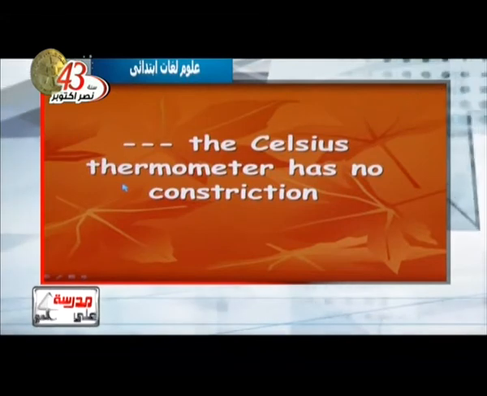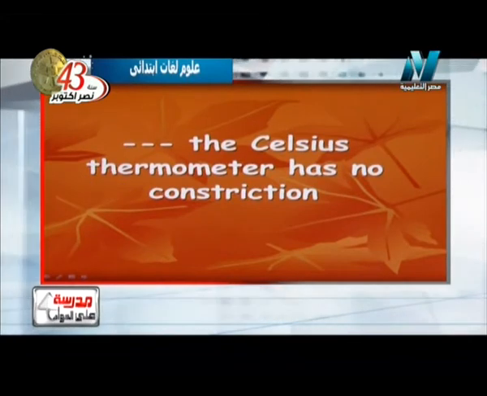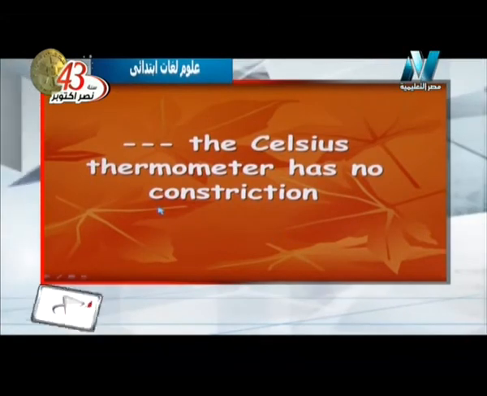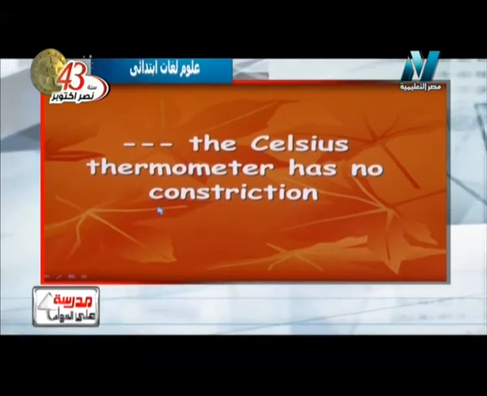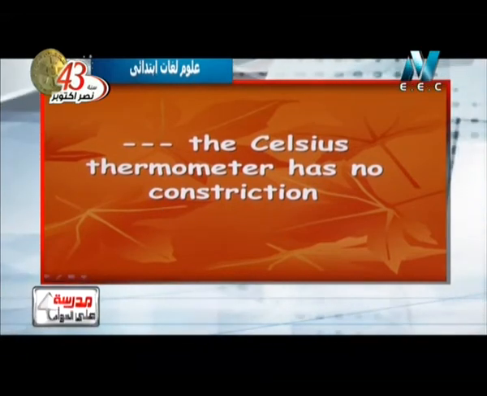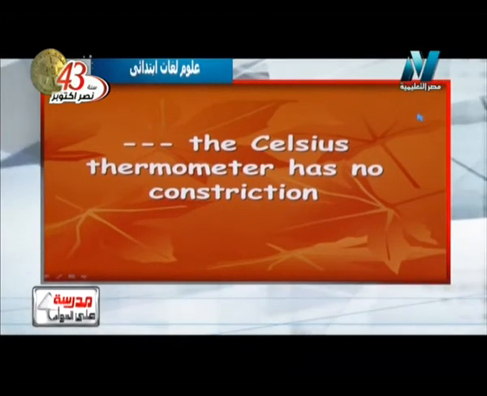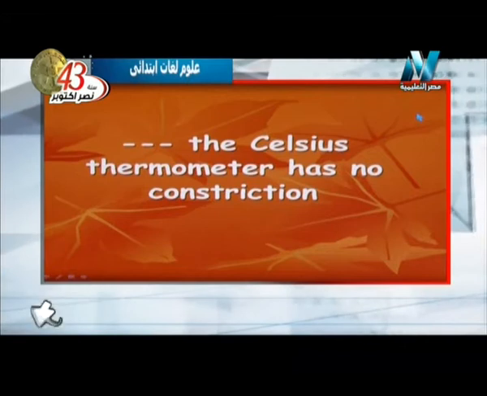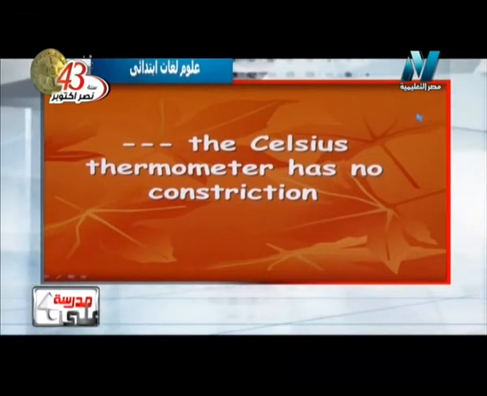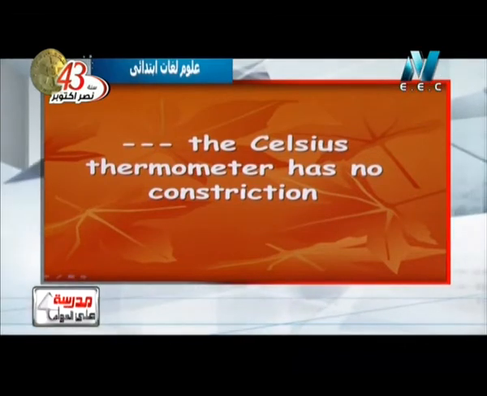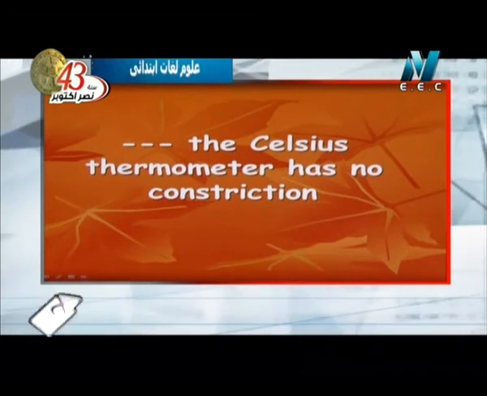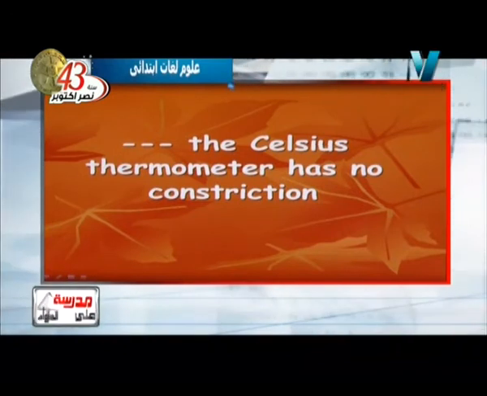Okay? Another piece of information about the Celsius thermometer. The Celsius thermometer has no constriction, because you don't need it. I can measure the temperature accurately by the Celsius thermometer when it's put in the liquid. Imagine that I put the thermometer in the liquid and I can read it carefully without the constriction. So again, in the Celsius one, we don't need a constriction for keeping the mercury.